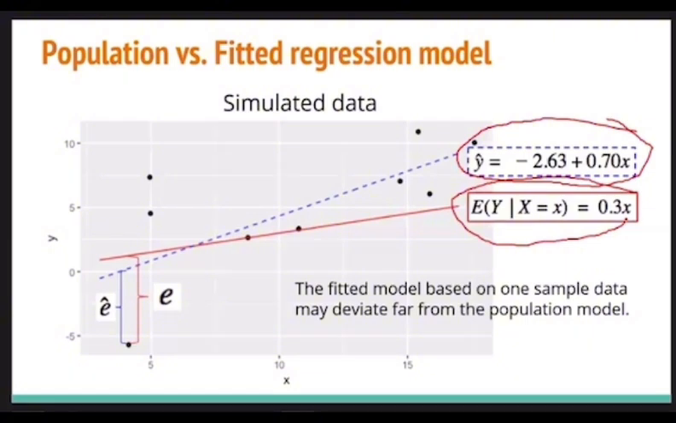That's it. So the one where we use the entire data set is a population regression model. The one we make use of the sample is a fitted regression model. Does that make sense? Where we use a sample, we call that a fitted regression model. And that was why I said the fitted model is based on one sample data.